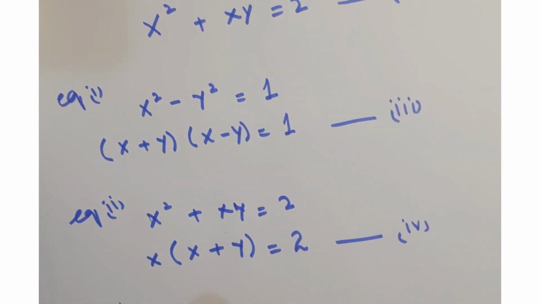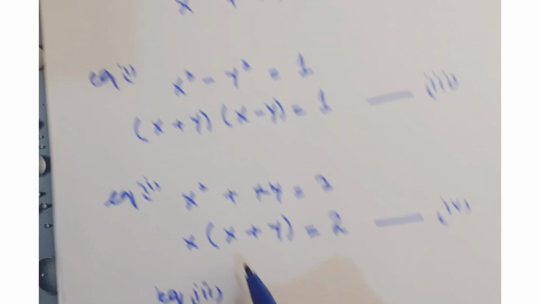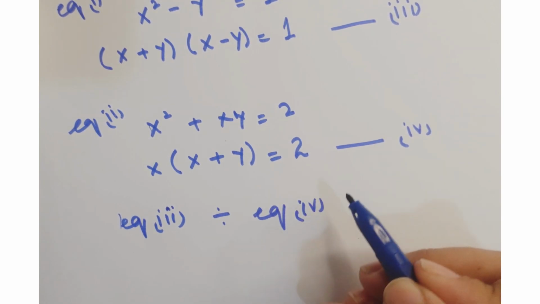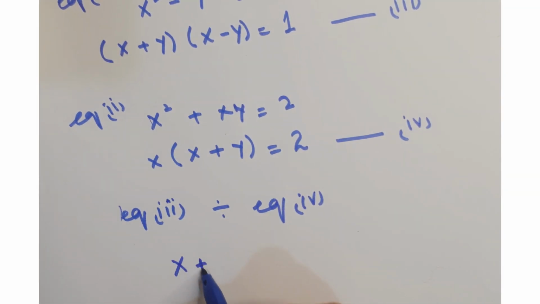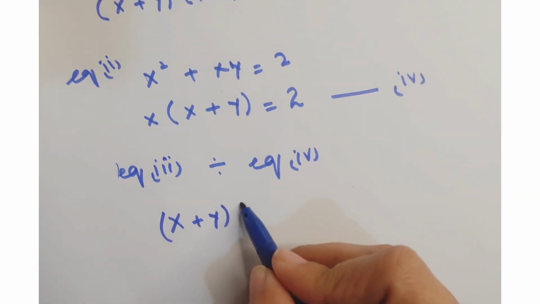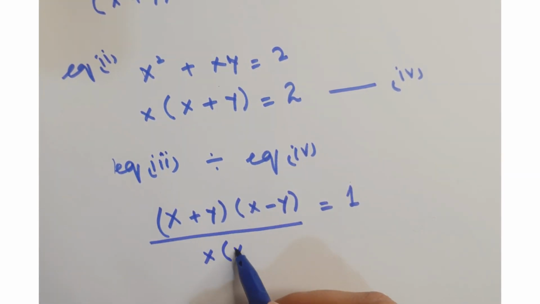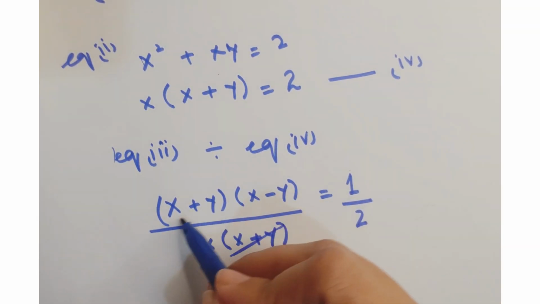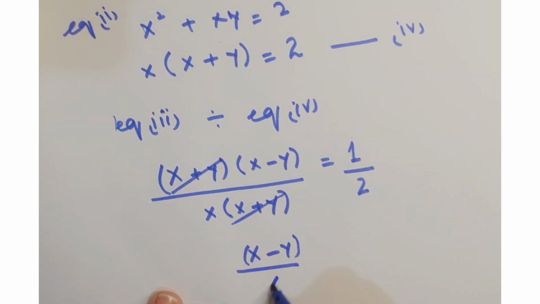Now we are going to divide equation number 3 by equation number 4, that is x upon 2. So this and this term get cancelled. So we have x minus y upon x is equals to 1 upon 2.